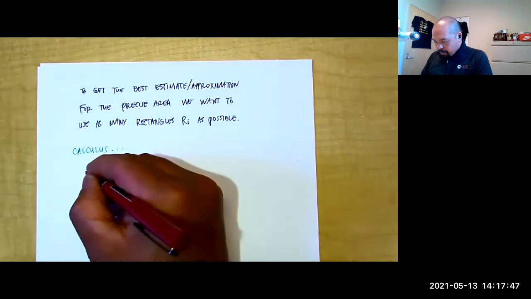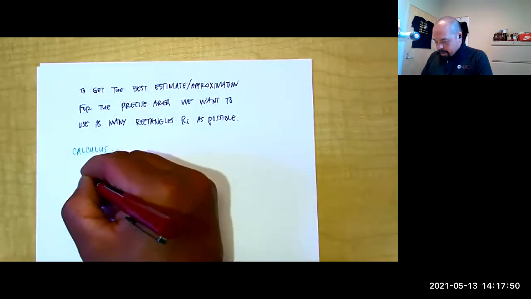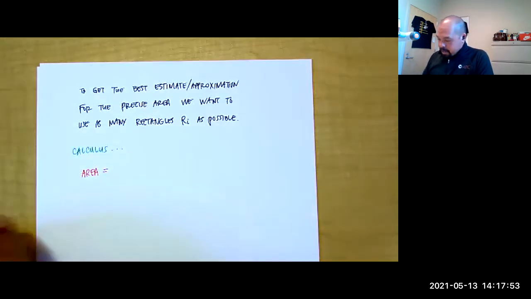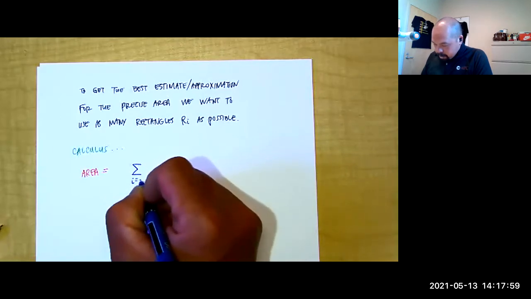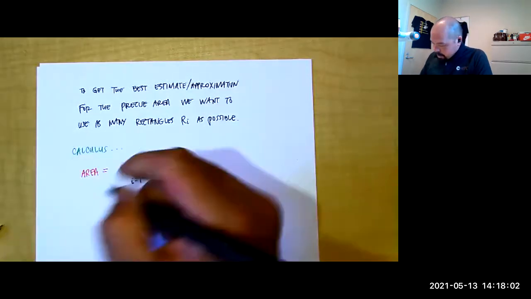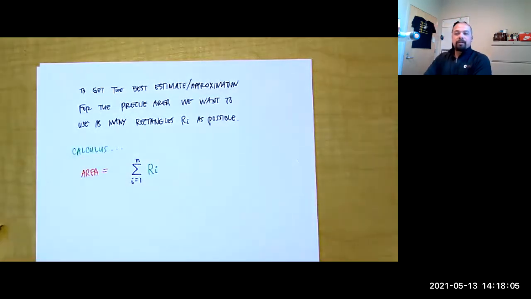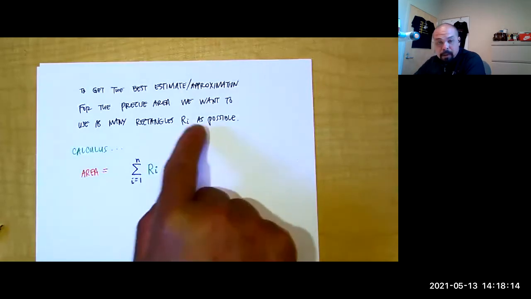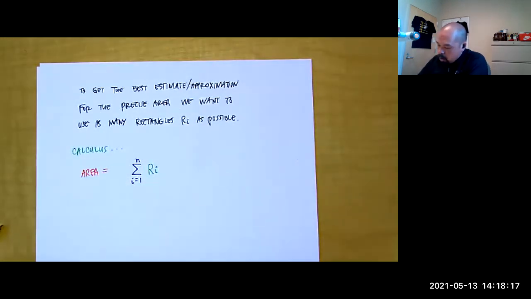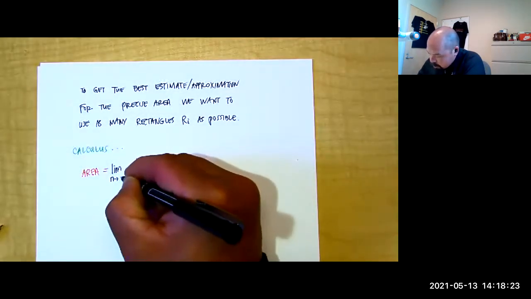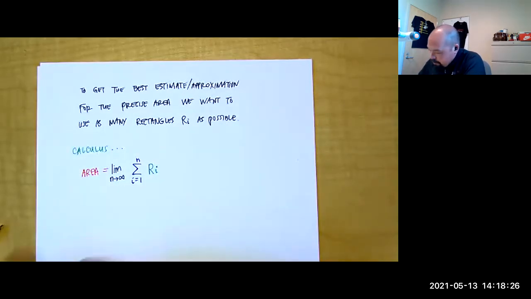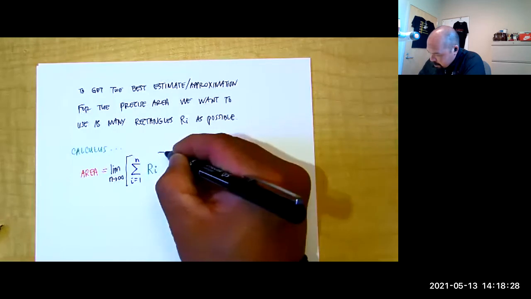Because then for that area, it's going to be, I'm going to leave some space here, the sum of these different rectangles, those areas, and we can change this notation as we go along. But we want to use as many rectangles as possible. So what we're going to do is take this limit as n, the number of rectangles, goes to infinity, of that sum.